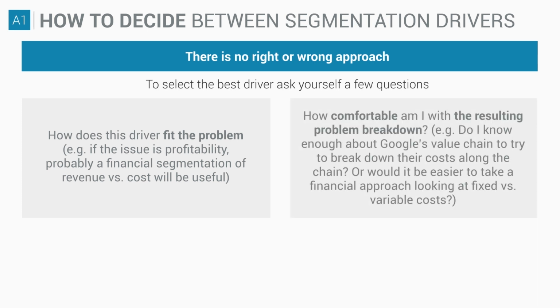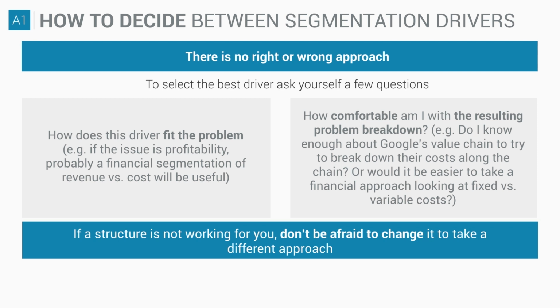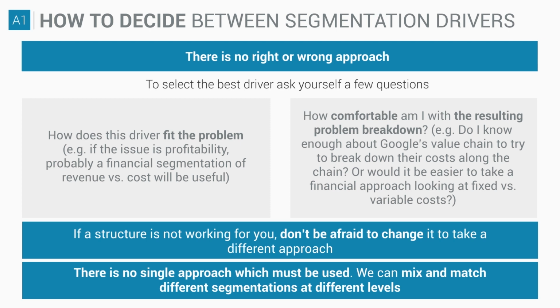How comfortable am I with the resulting problem breakdown? Do I know enough about Google's value chain to try to break down their cost along the chain? Or would it be easier to take a financial approach looking at fixed versus variable costs? If a structure is not working for you, don't be afraid to change it, to take a different approach. There is no single approach which must be used. We can mix and match different segmentations at different levels. We purposely showed you that the British Airways problem could be solved using two different approaches, and this is true for most cases. Multiple approaches can be valid.